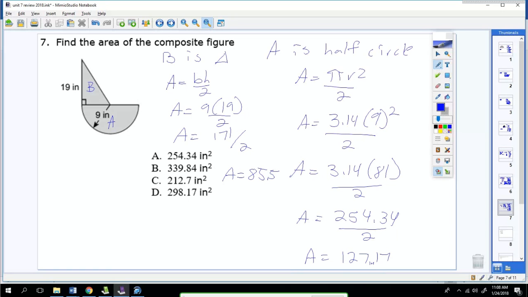So now I have the area for the semicircle and the area for the triangle. So now I have to find the area of them together. So you're going to add them together. So when you add them together, you get 212.67, which rounds up to 212.7.